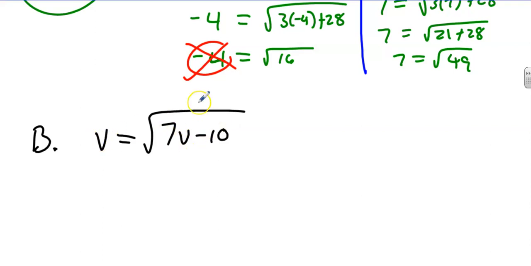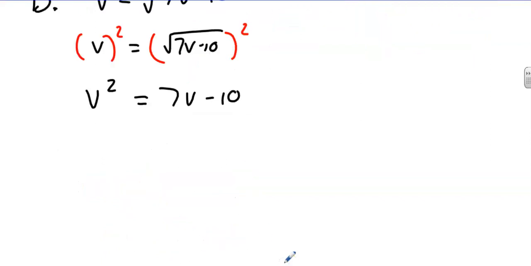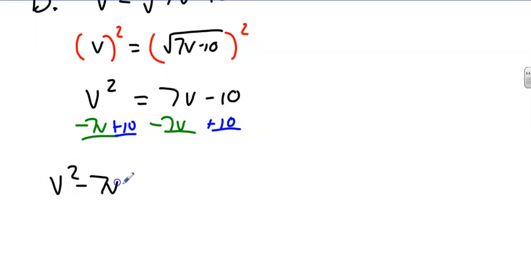Okay, same thing. You've already got the square root by itself, so we can go ahead and square both sides. On the left-hand side, you're going to get v squared equals 7v minus 10 on the right-hand side. Okay, and again, if you get the v squared, pull everything over to one side, so we're going to take that negative 7v, we'll subtract it over here. You've got the minus 10, and we'll add 10, move it over here. We have v squared minus 7v plus 10 equals 0.